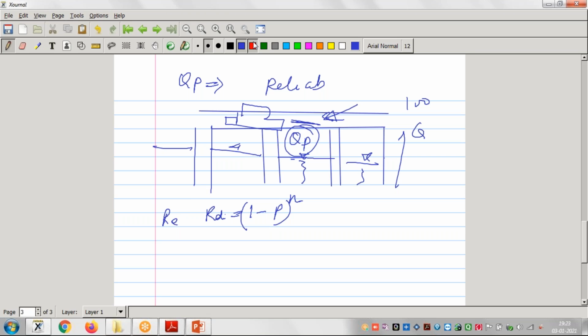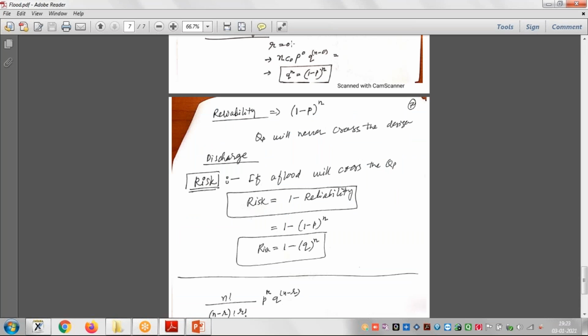Now one more term is risk. We say there is a risk of job, there is a risk of life. So what is risk here? When I subtract the reliability from 1, I get the risk. So risk is 1 minus reliability. If a flood crosses the Qp, then there is a risk.